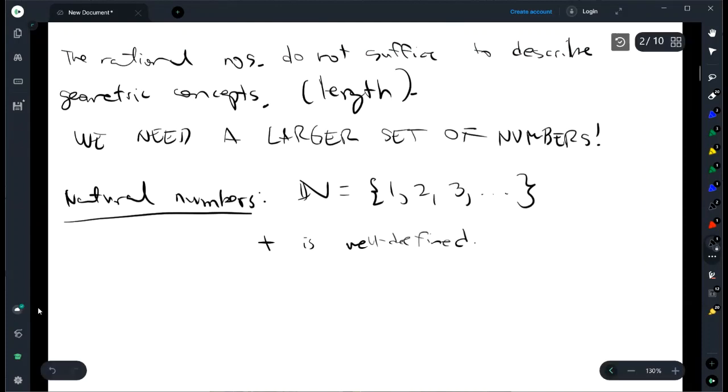But note that in order to have another well-defined operation, which is the subtraction, but first, before that, I want to also mention that the multiplication is also well-defined. And in order to have a well-defined subtraction, we need a larger set of numbers, and that brings us to integers, which throughout this course we denote as bold Z, which is equal to this one.